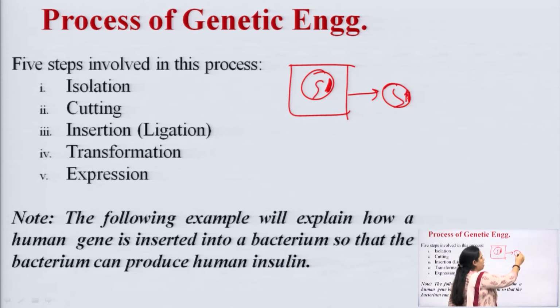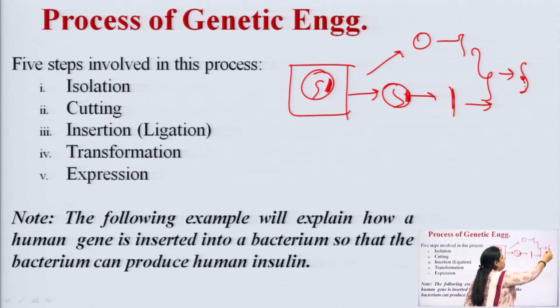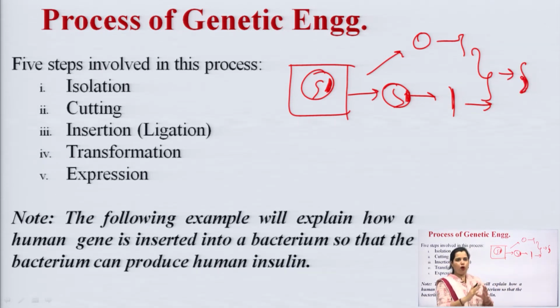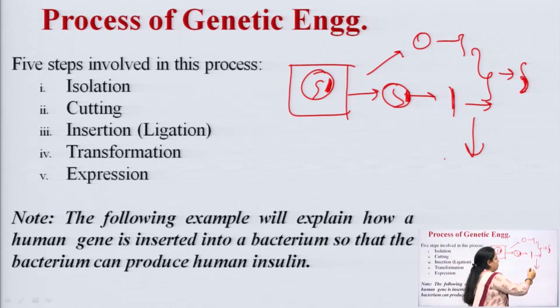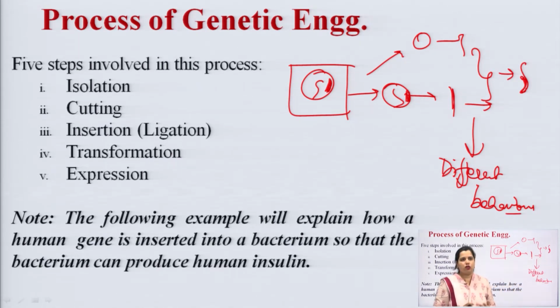Now, cutting of the specific site. Then insertion or ligation, joining them together, and transformation, and then expression. That means different function or behavior. So, this is how we attain the process of genetic engineering. First, isolate the DNA or gene which needs to be rectified, cut the required site or sequence, insert it into the other species using ligase enzyme, then transformation, and then the expression will get changed. If the genetic sequence changes, automatically the phenotype of the species will change.